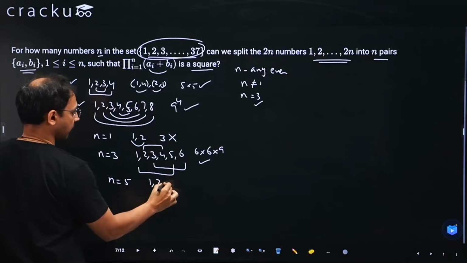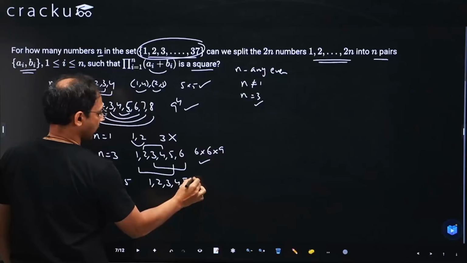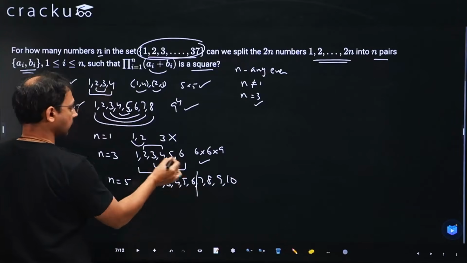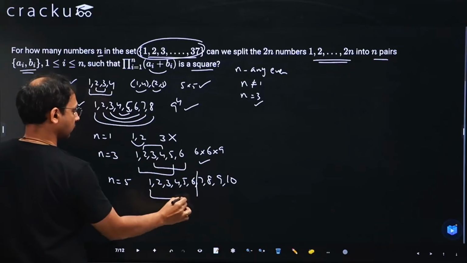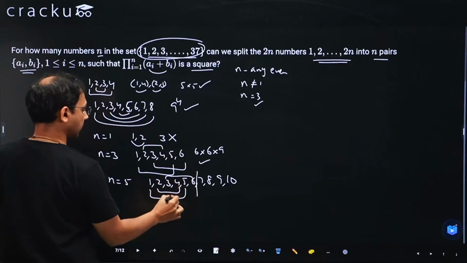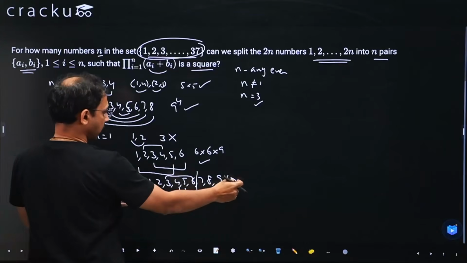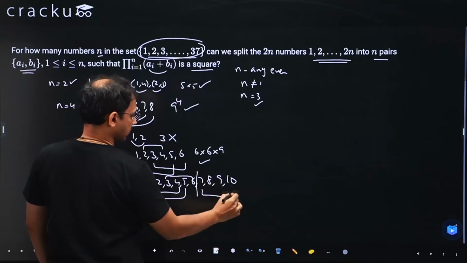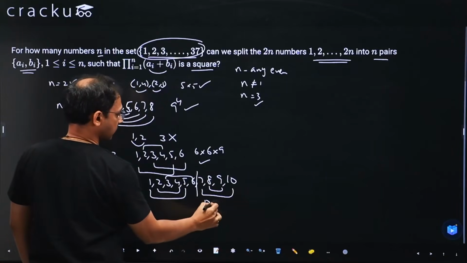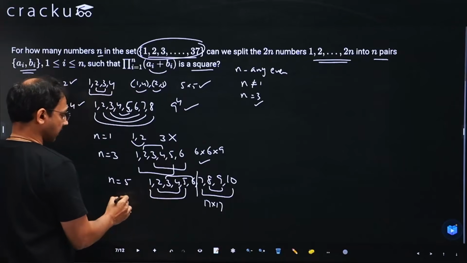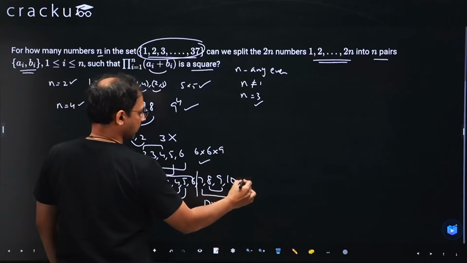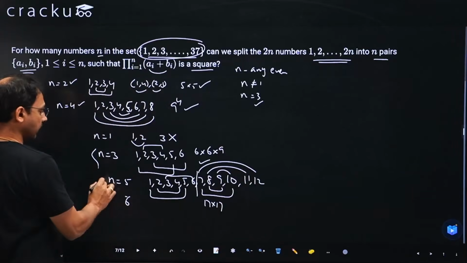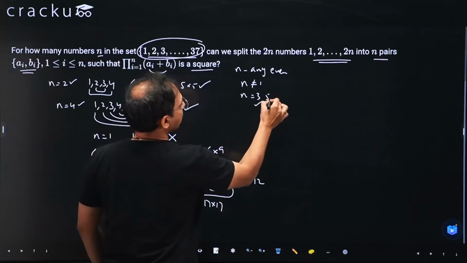If I take 5, I will have 10 numbers. For the first 6, we use this structure 1, 5, 2, 4 and 3, 6. There we will get a perfect square. Now from these numbers, we are done with 6. So we will have our regular structure. Here I have 17 into 17. Same thing. If you have n is equal to 6, there will be 2 more numbers. You can club it like this. So from n is equal to 3, any odd number is also okay.